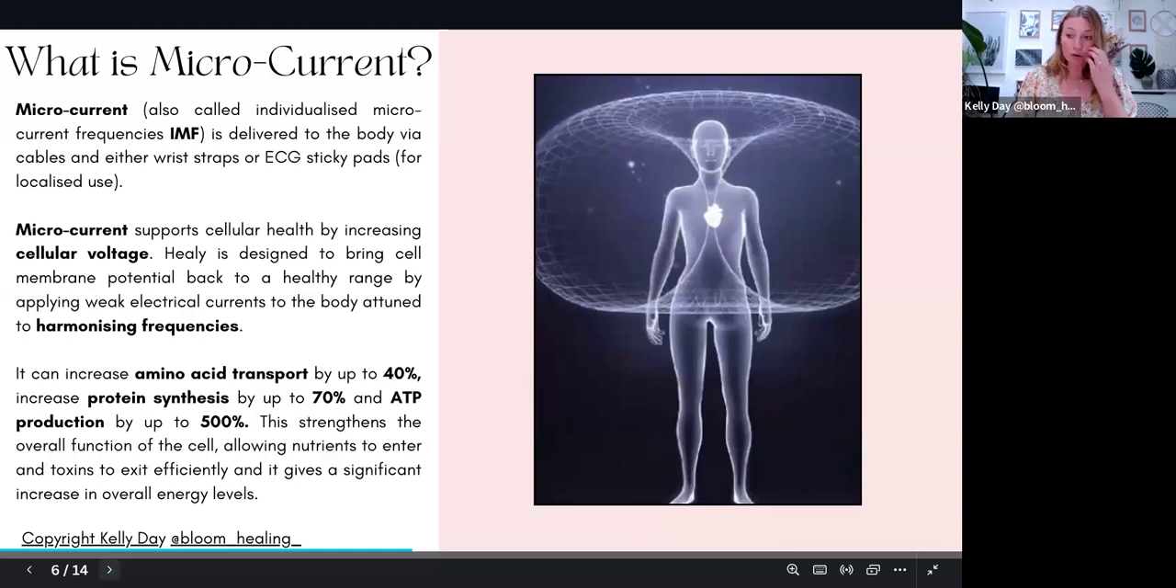So first of all, I'm just going to talk about the microcurrent. Now I do have my wires here actually. When you buy Healy, you get the wires with the bracelets, the wrist straps. You also get sticky pads as well. So if you would wear these, put the bracelets on, let me show you.